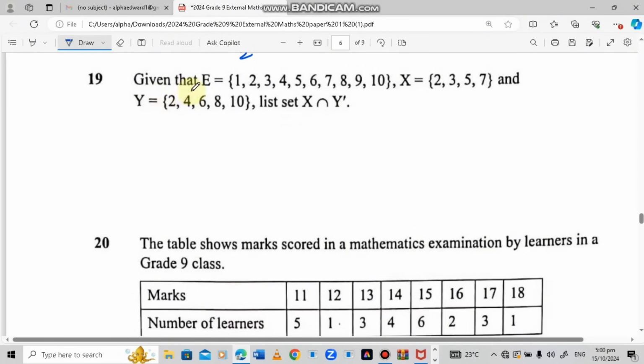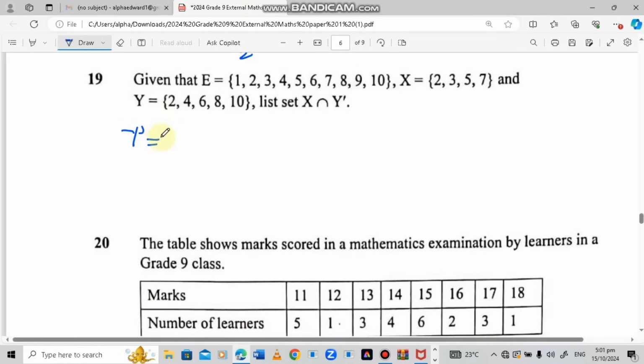Alright, question 19 says, given that the universal set E is this one, set X is this one, and Y is this one, list set X intersect Y complement. So first of all you need to know what Y complement is. What does it mean when they say a complement of a set? A complement of a set means elements that are not found in this set. We know that set Y is this one. Now, we need to list all the elements that are not found in set Y. That's what it means when we say Y complement.